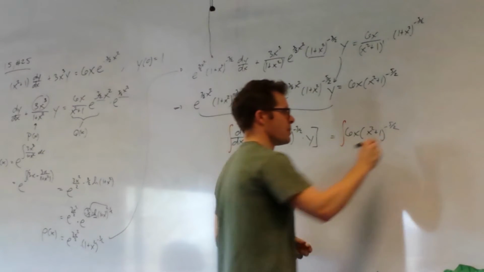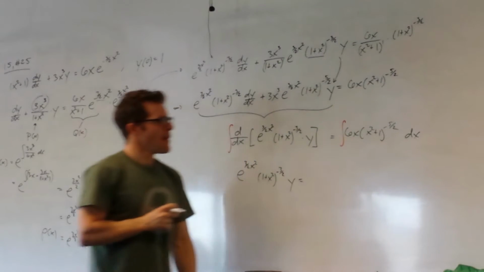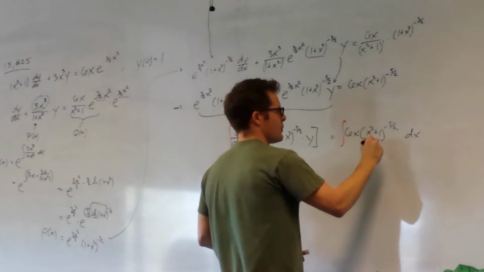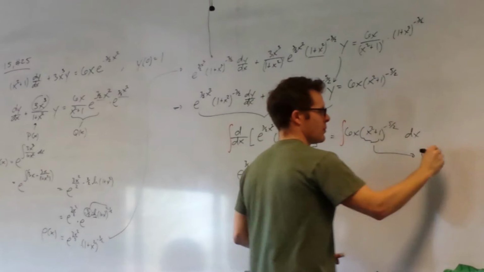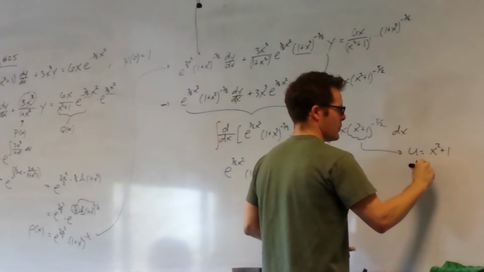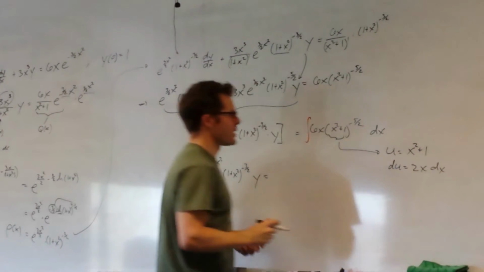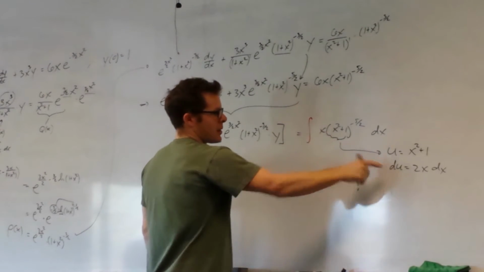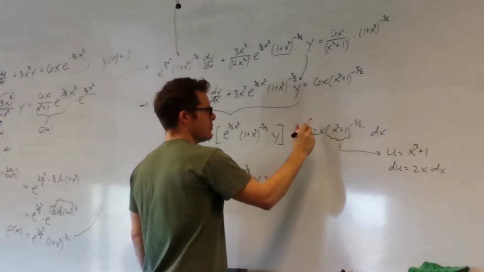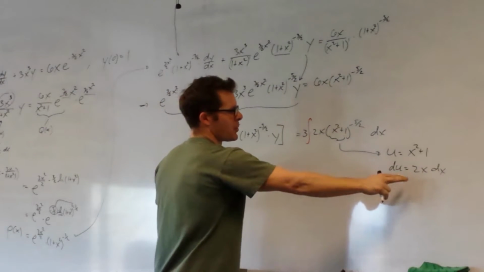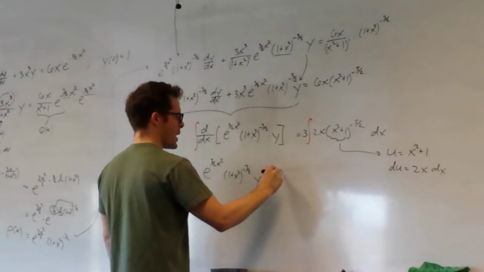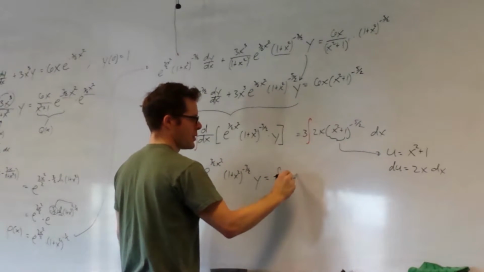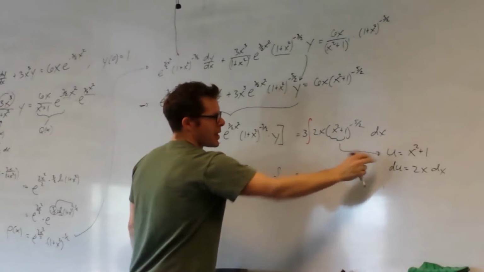how do I integrate this? You can do a substitution. u equals x squared plus 1, du equals 2x dx, but I got a 6x dx, so how about this? You pull out a 3. I'm going to leave the 2 in there because now that matches up with the du. So we got 3, and this is u to the negative 5 halves, 2x dx, that's du.